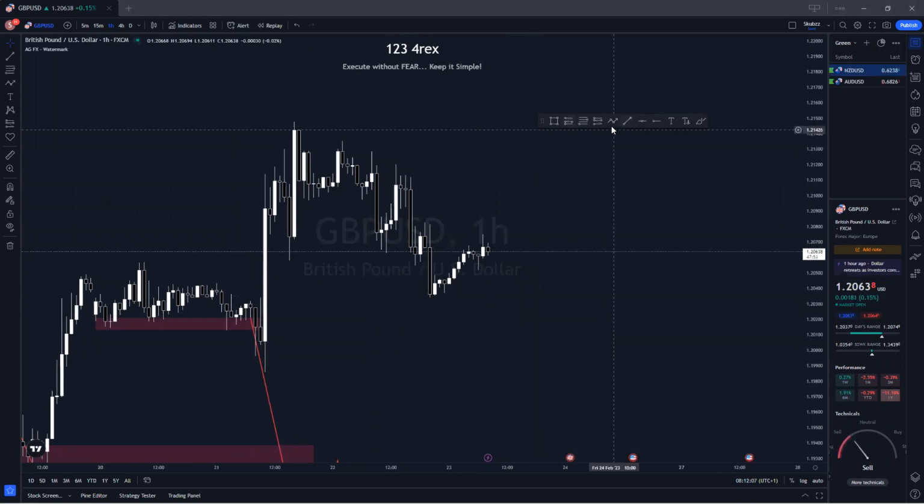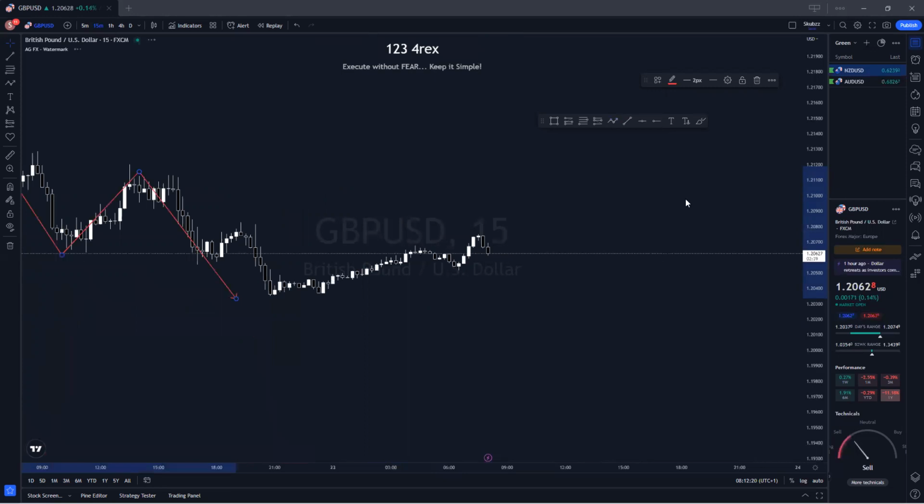So GBP/USD was more or less bearish yesterday. We created a lower low, lower high, another lower low, and price is retracing back up to create a lower high. So we have this whole area here that price has tapped into. Let's see, no entry criteria on the lower time frame.